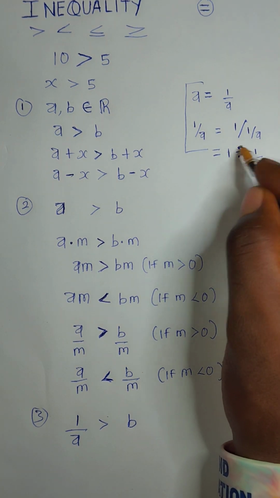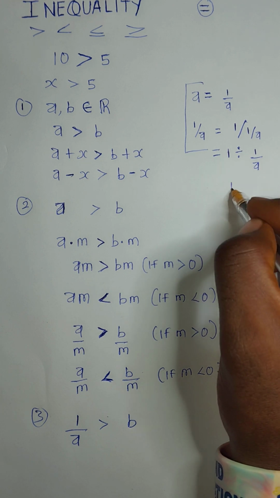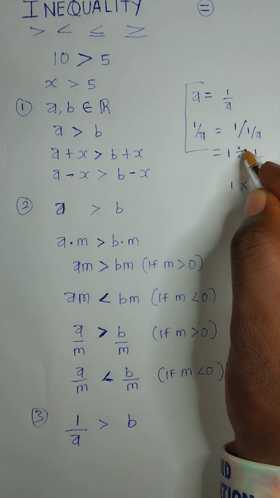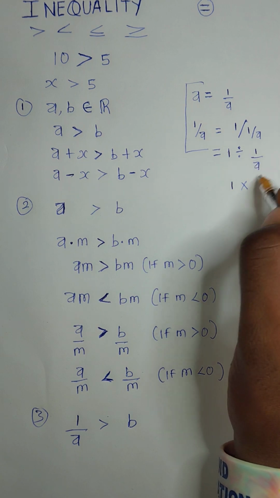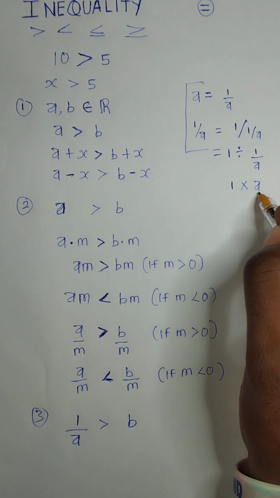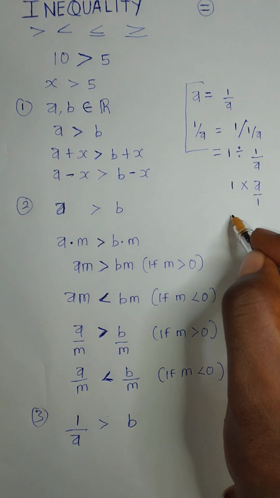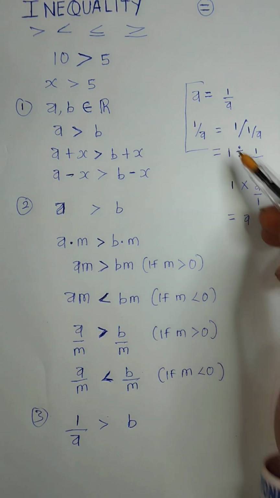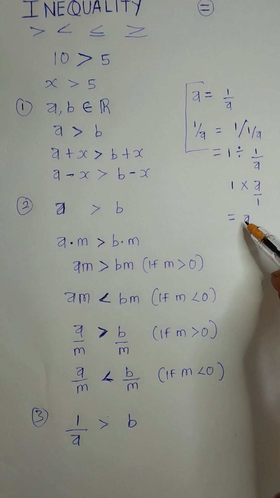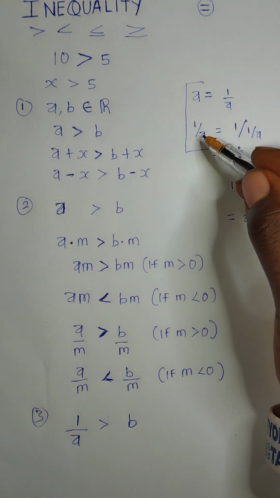You can change your division to multiplication, and once you change your division to multiplication, it won't still be 1 over a you will have here. A will come up, 1 will come down. That's a over 1. 1 times a is a. So what does that mean? The inverse of 1 over a is a.